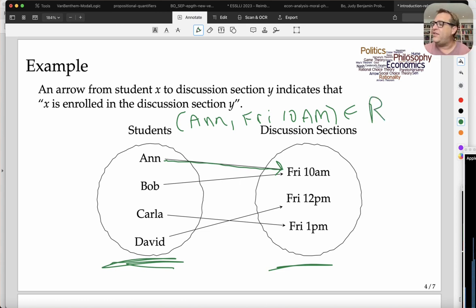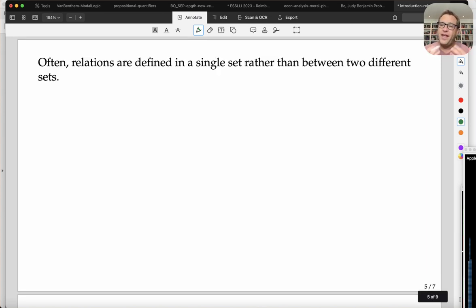So we can quickly see that there are two students enrolled in the Friday at 10 a.m. discussion section, and Carla and David are each in the other discussion sections. Carla's in the Friday at 1 p.m. section, and David's in the noon section. Now, that's a nice way to visualize a relation, but often relations are going to be defined on a single set rather than between two different sets. In the example we just gave, we were talking about a relationship between two completely different sets of objects: students on the one hand, and discussion sections on the other.